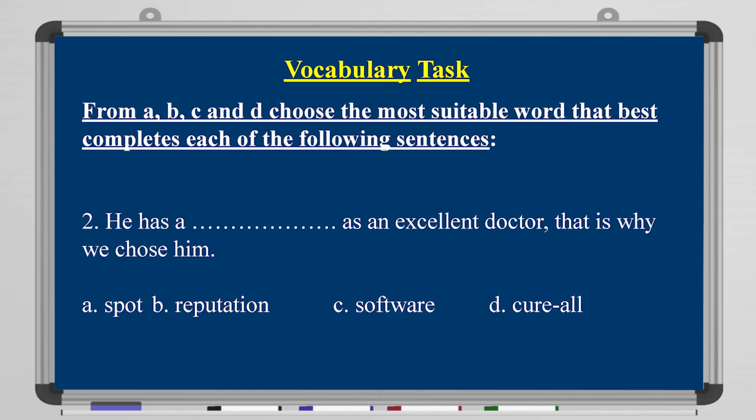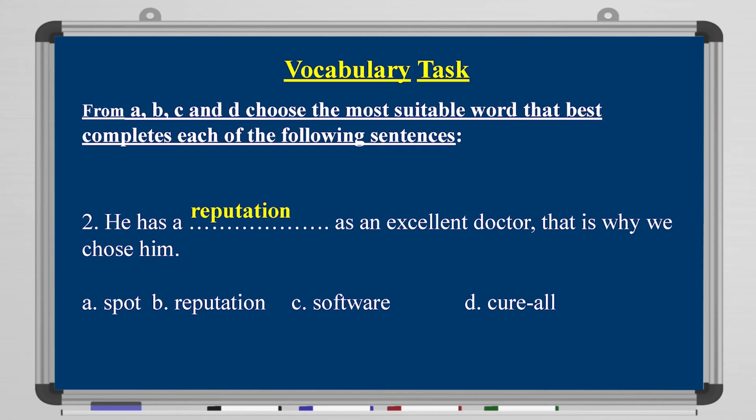Now let's go for sentence number 2. He has a blank as an excellent doctor. That is why we chose him. Why do you think they chose a doctor? So they must have heard something very good. So could the answer be spot, reputation, software, or cure-all? I'll give you a few seconds. The answer is reputation. Excellent job. Those of you who got it wrong, try again next time.